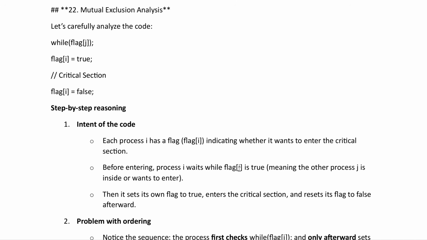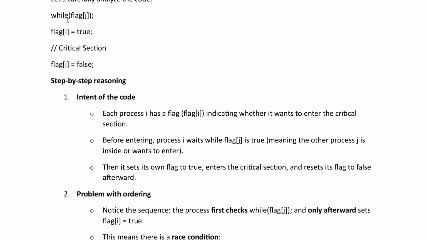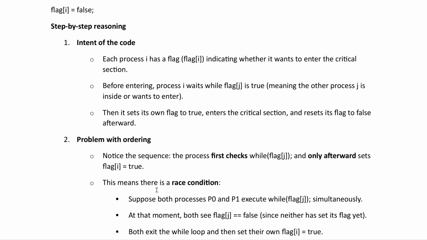After process J has completed its execution in its critical section, only then can process I set its own flag to true, enter the critical section, and reset its flag to false afterward. Clear? So there is a problem with ordering. Notice the sequence: the process first checks while flag J, and only afterwards sets flag I equal to true. The process first checks this while condition, and only after that do we set the value of flag I as true.